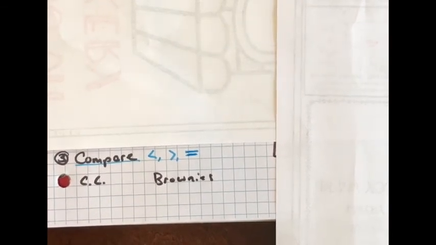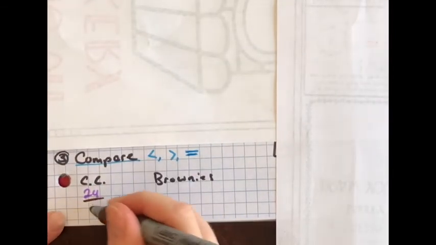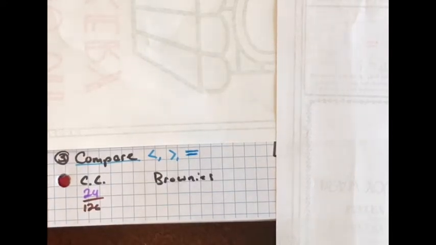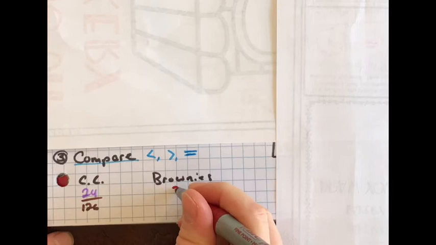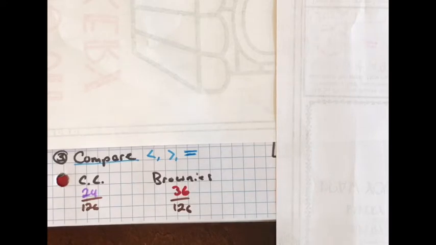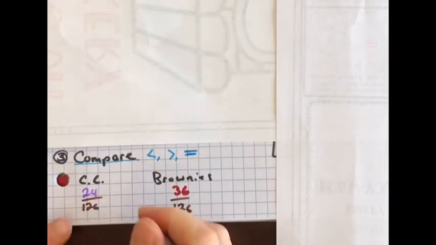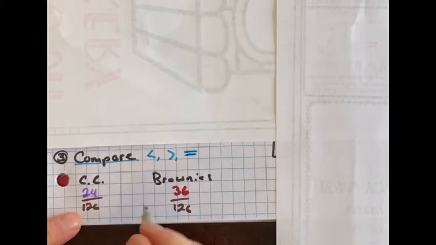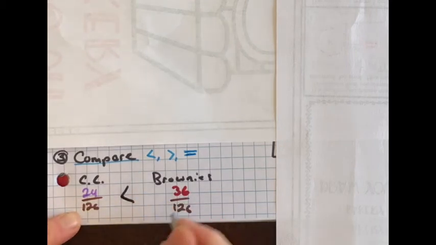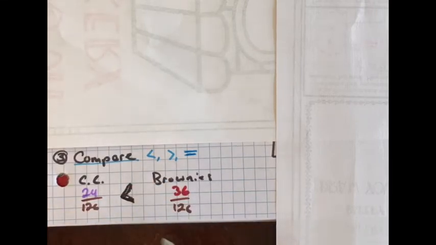Well, if you recall, cupcakes is 24 out of 126. Our brownies are 36 out of a total of 126 items in the store. Well, which one is bigger and which one is smaller? Because the alligator, as you will recall, will eat the bigger number. The answer is that 24 out of 126 is less than 36 out of 126. The alligator eats the 36, or the number with the bigger numerator, if they have the same denominator.